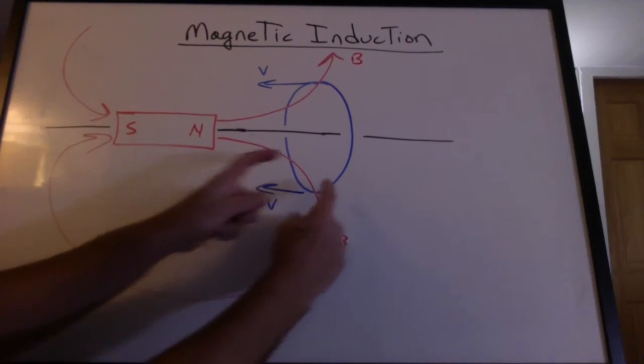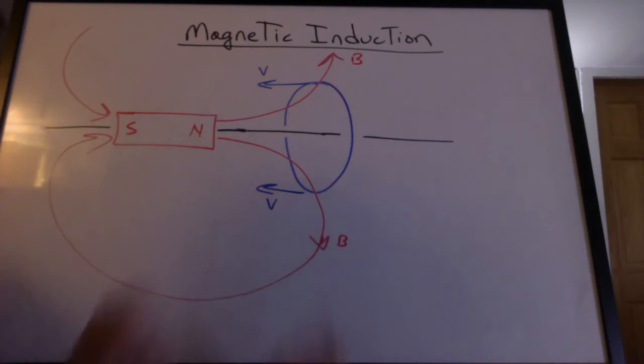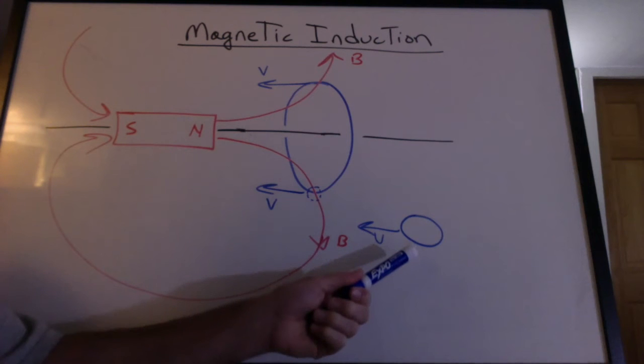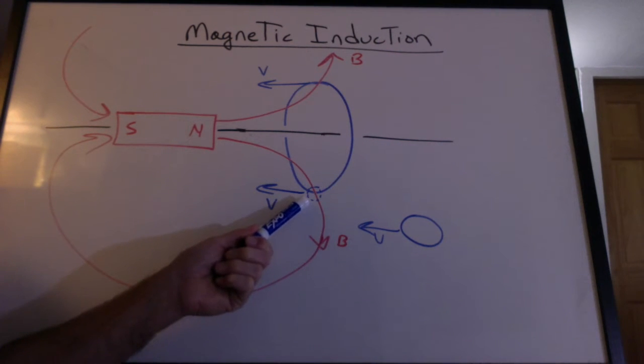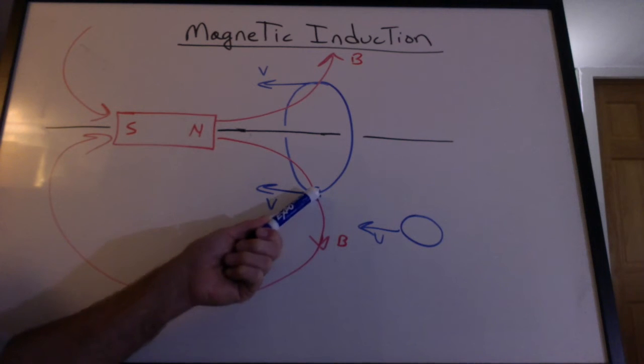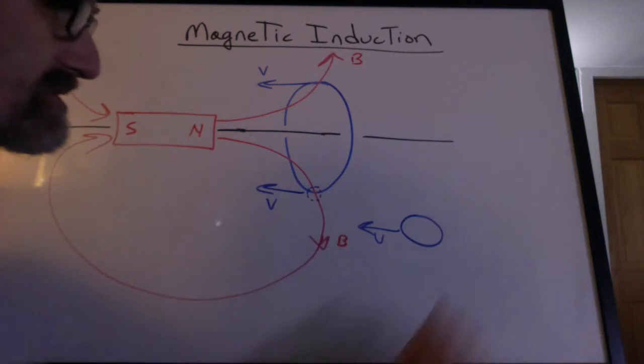Well, we can just zoom in on each one of these to get a better look. This circle represents a cross section of the wire right at this point. So I'm zooming in on this little part of the wire and drawing it as if we sliced right through it.